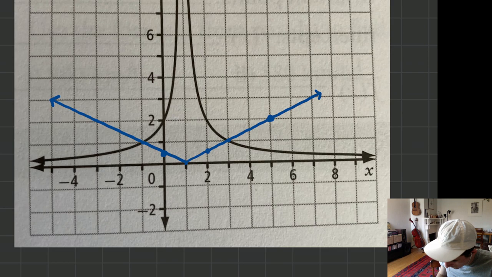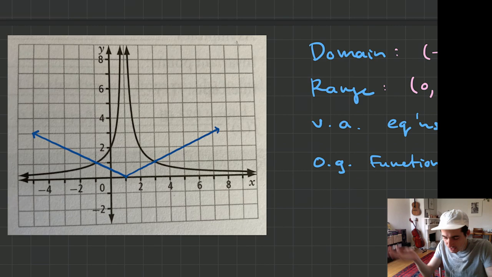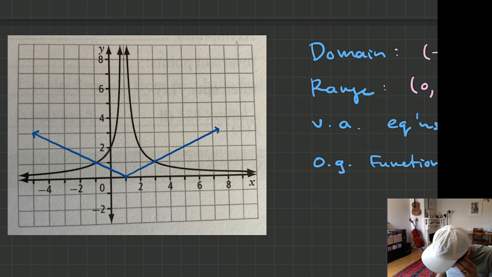So here is the original function. That's what the original function looked like. I'm going to erase some of these lines. So this, to me, looks like an absolute value function, right? It's like a V. So let's see if we can figure out what this absolute value function is. It could be one of two things.